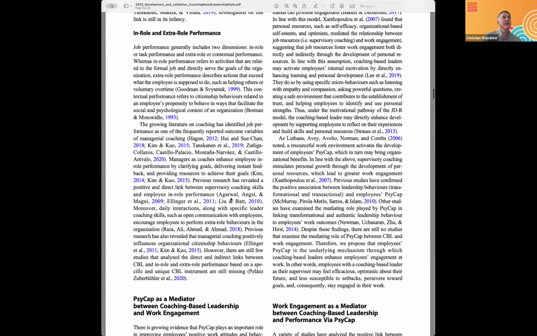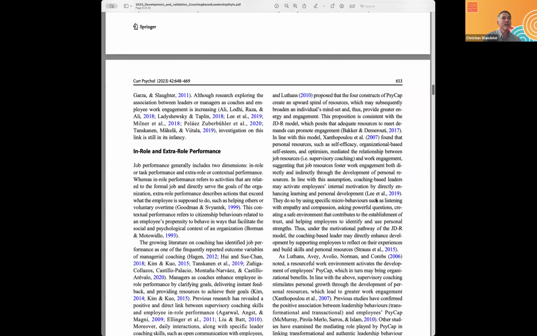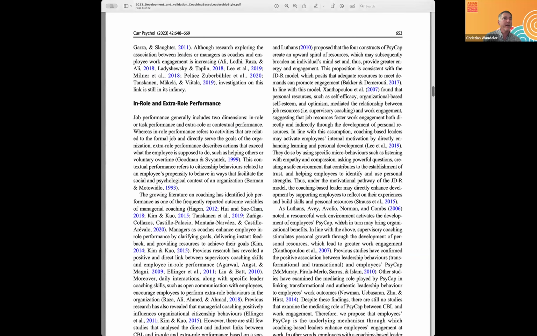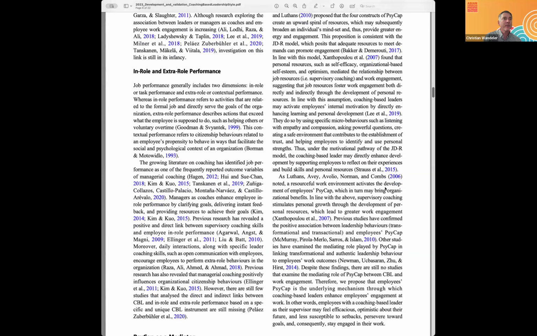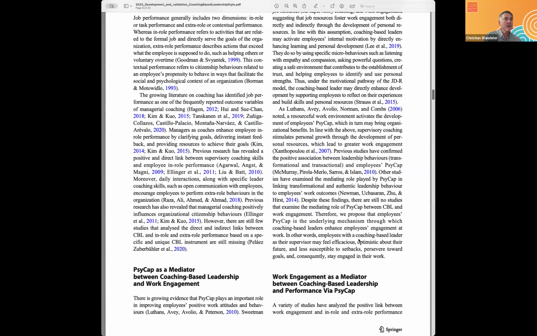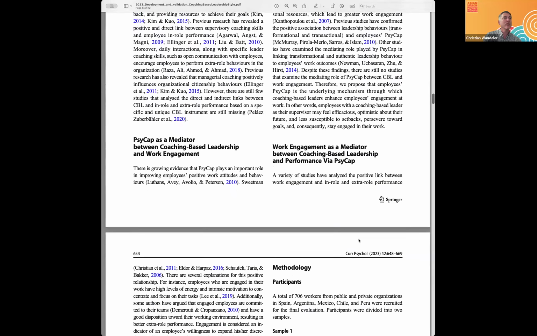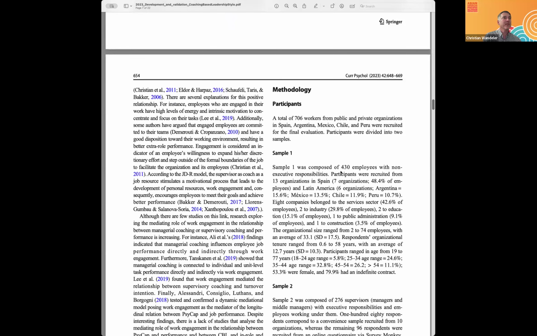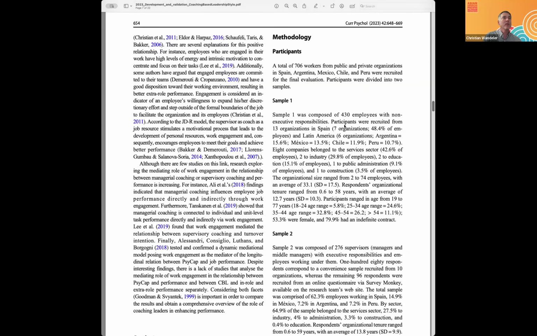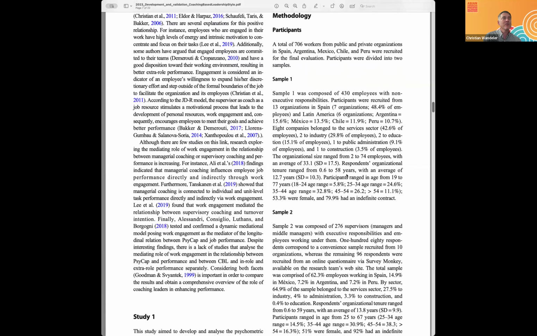I'm familiar with this study, Luthans 2010. All right, I'm kind of looking, what else do they cite? Okay, I'm familiar with this study. Okay, let's go on. All right, let's go into the method section. Sample 1, Argentina. I'm just kind of getting a sense of who is that, right? Who are the people that participated?